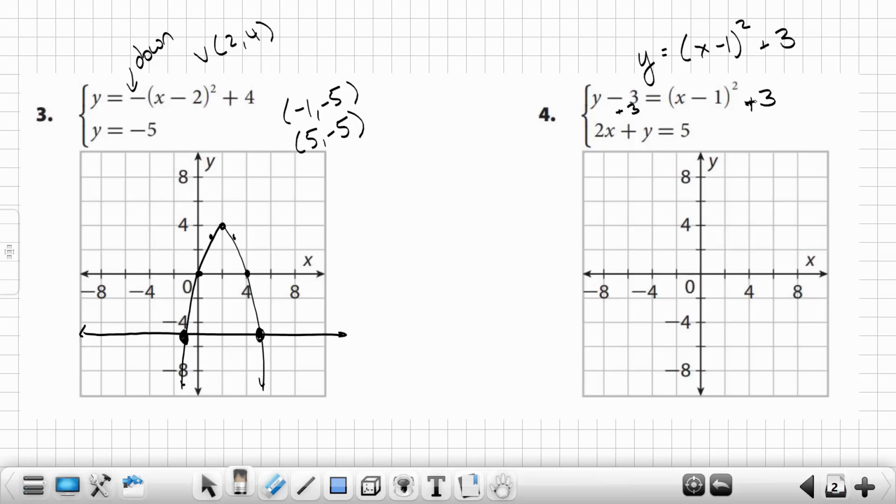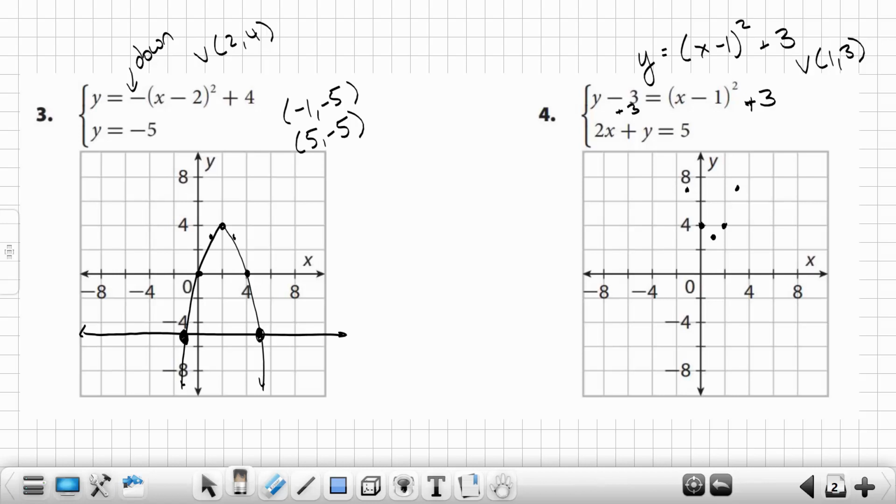Okay, so we have an upward-facing parabola, and its vertex is at 1, 3. Okay, so 1, 3. I'm going to put my dot. There's my vertex. It goes over 1, up 1, over 2, up 4.